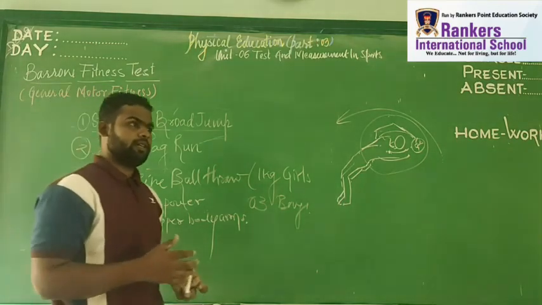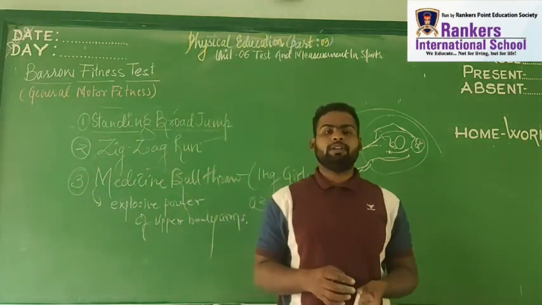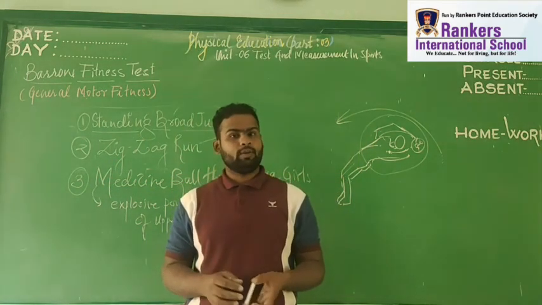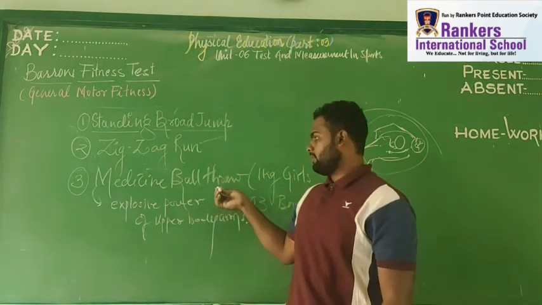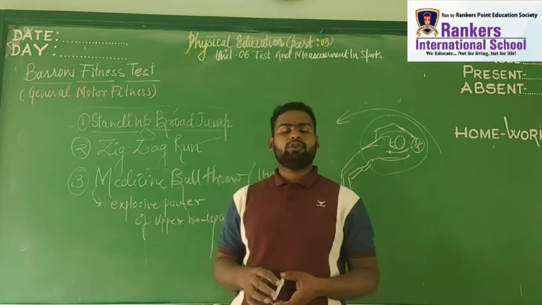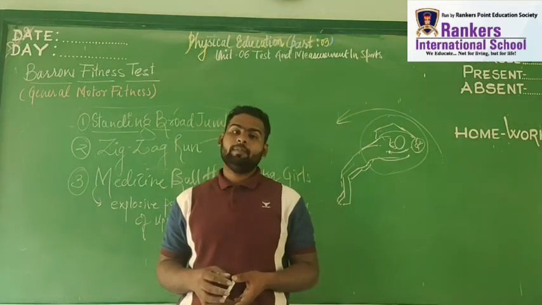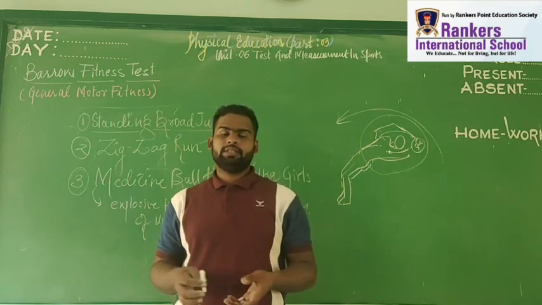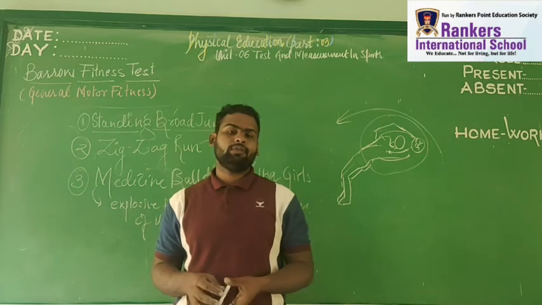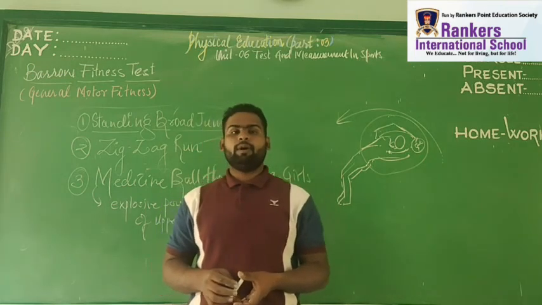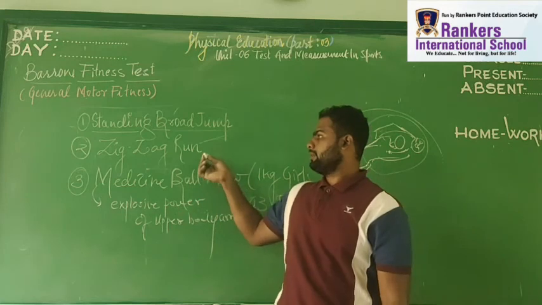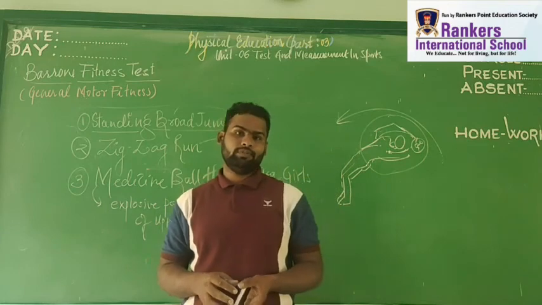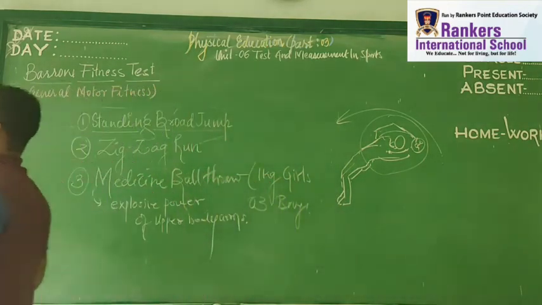When we talk about the standing broad jump, it basically measures the explosive strength in which the quadricep, hamstring and calf muscles are required. The medicine ball throw measures the upper body's strength and the explosive power of the upper body and arms. It needs some cones and a ball of 1 kg for girls and 3 kg for boys. The zigzag run measures the coordinative ability and speed. It has a course of 10 feet to 16 feet, which we call 16 by 10 feet.